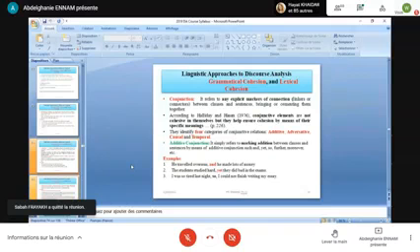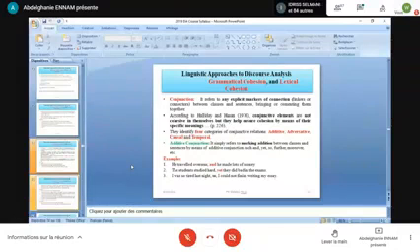So, according to Halliday again and Hasan, conjunctive elements are not cohesive in themselves, as they are, as such. But they help ensure cohesion by means of their specific meanings, by means of their specific meanings.